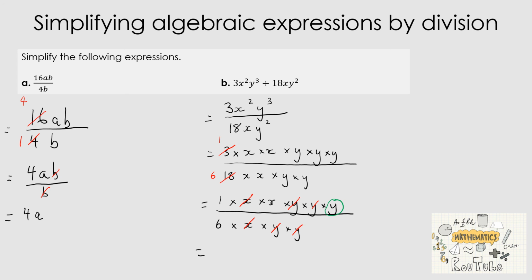So then now once we've cancelled all that stuff, let's actually work out what we have. So at the top we've got 1 x and y, and on the bottom we've just got 6. Now to rewrite it correctly, well, that is correct, but we know we don't write the 1 as a coefficient. You can, but we don't need to. So the correct answer should be xy over 6.